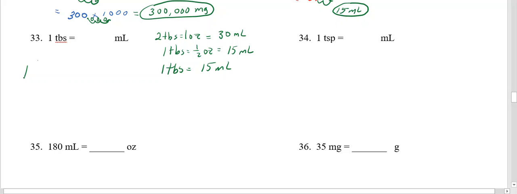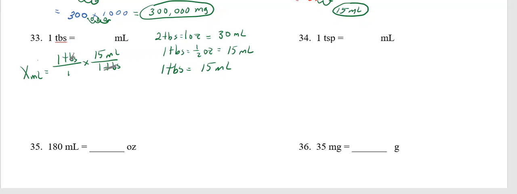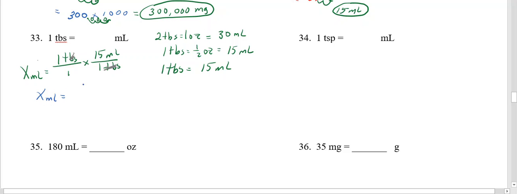So I'm looking for milliliters. X milliliters equals the 1 tablespoon over 1 times 15 milliliters over 1 tablespoon. Remember, you've always got to set it up. They won't all be this easy to do in your head. Cancel out your units of measure. So X milliliters equals 1 times 15 is 15 milliliters.